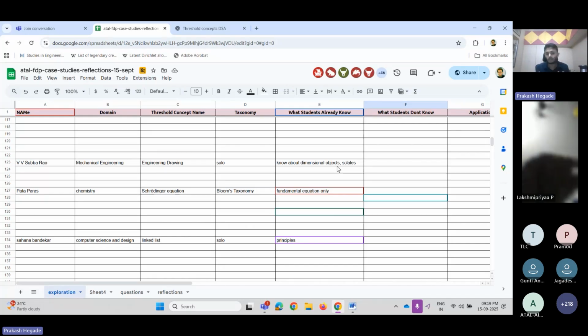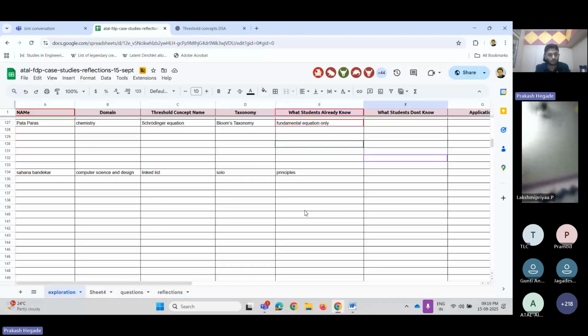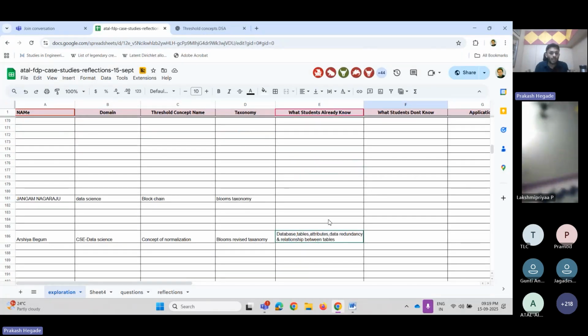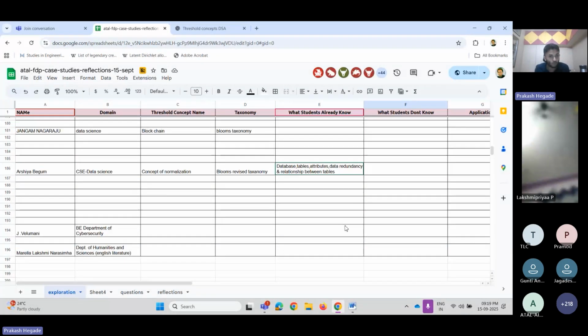Sahana ma'am, for linked list, other than the principles, they also know about how to connect different entities. They know that memory is not in the same place. They know that connection happens through certain pointers which are there in layman life. Okay, I want you to add as much description as possible. Okay, I'm scrolling now. I can see that there are blooms here as well.